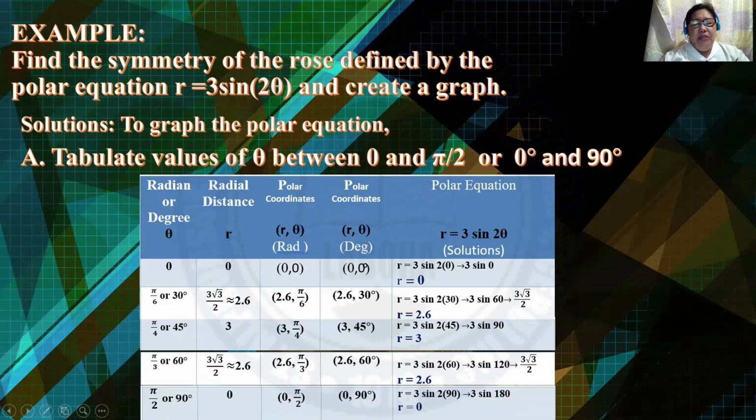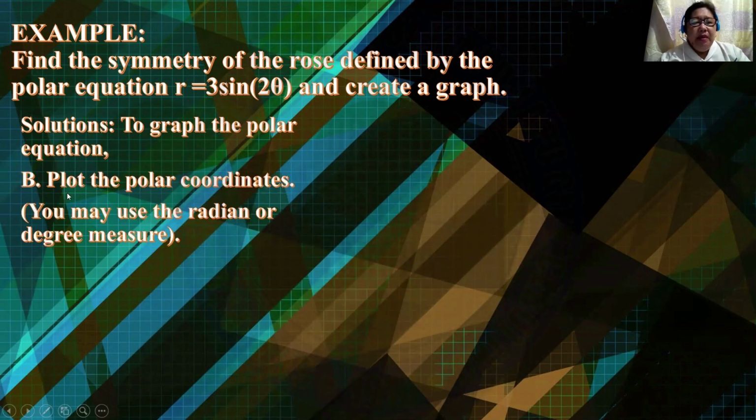For pi over 2 or 90 degrees, the value of r is 0. Solution, 3 sine 2 times 90 is equal to 3 sine 180, in which the value of r is equal to 0. So, the polar coordinates, we have 0, pi over 2, or 0, 90 degrees. Next, letter B, you have to plot the polar coordinates. You may use the radian or the degree measure.